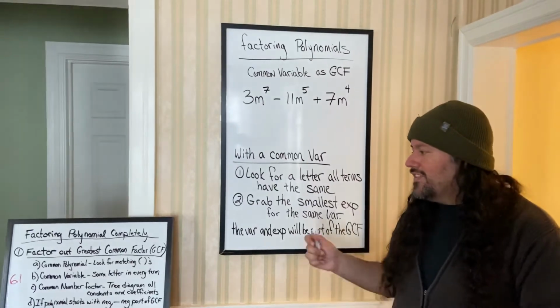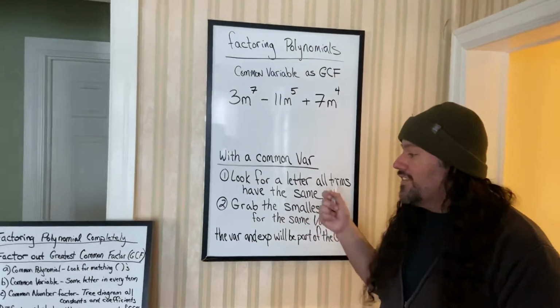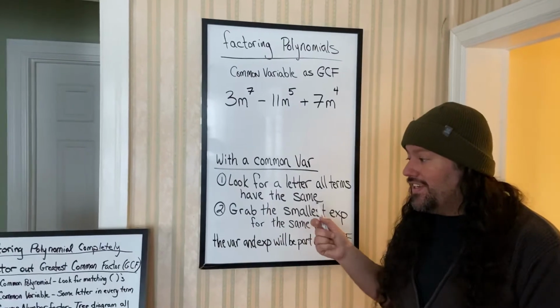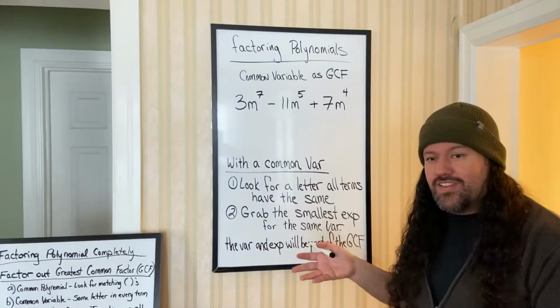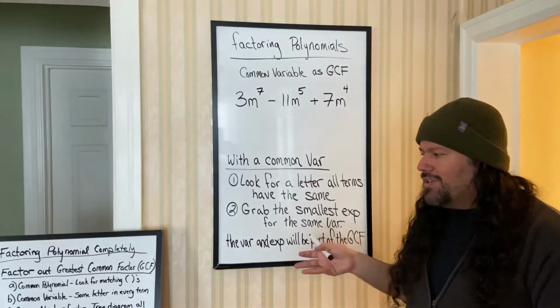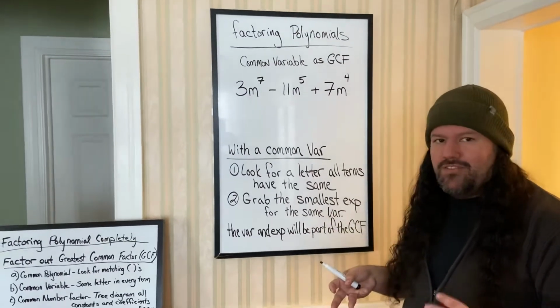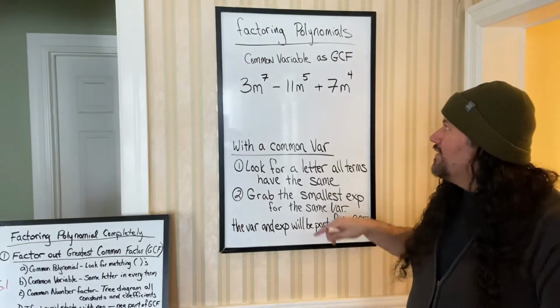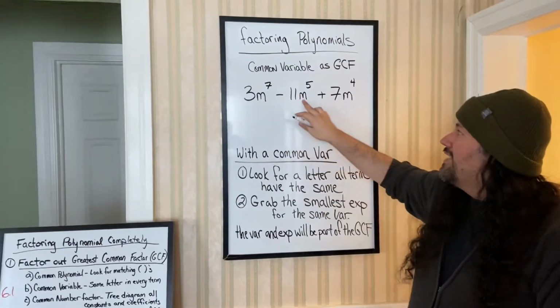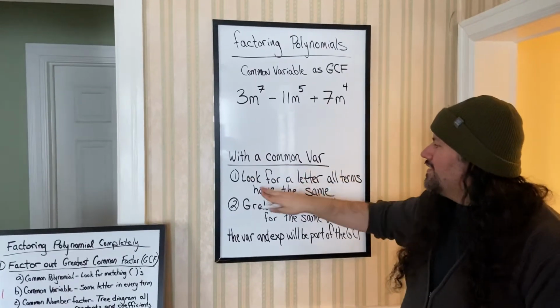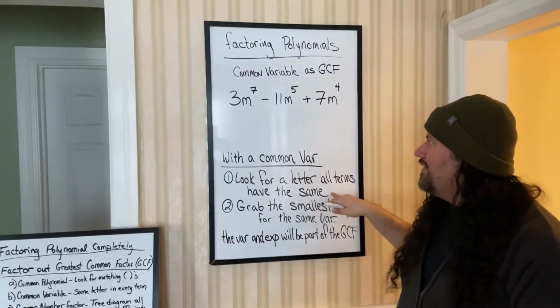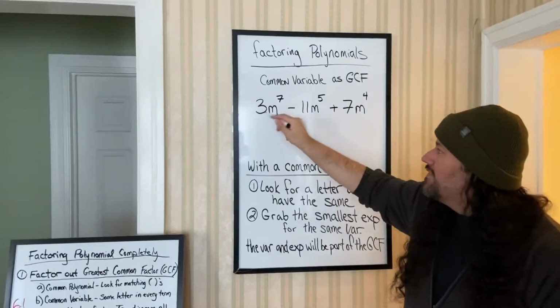So we started off with the GCF and we said that there are 4 types. We already covered when they have matching set of parentheses or a common polynomial. The second version, part B, is when you have a common variable. So when you have a common variable, notice that here we have a trinomial. What we're going to do to see if there's a GCF is look for a letter that all terms have the same. So notice that we have 3 terms.